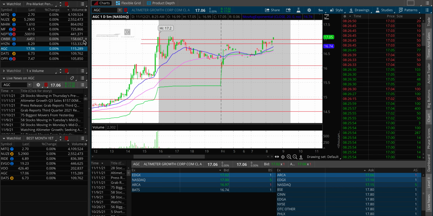So what was I talking about? Oh yeah. So the scanner just helps you narrow down the stocks you look at, but you still have to analyze them. You still have to find entries, and you still have to trade them correctly.